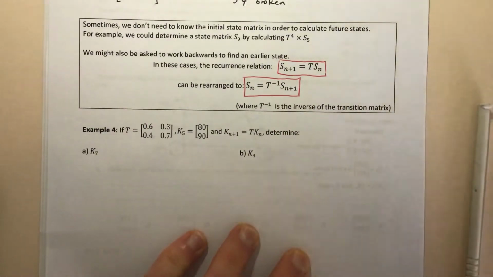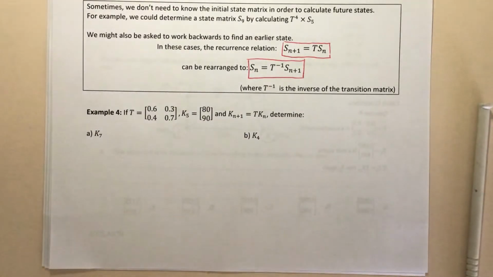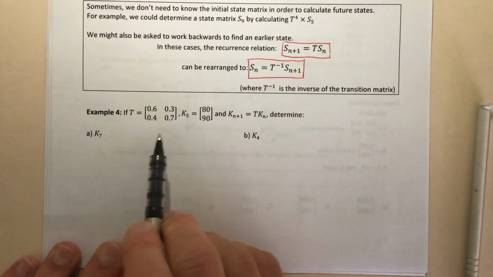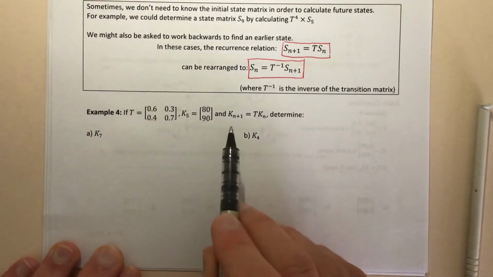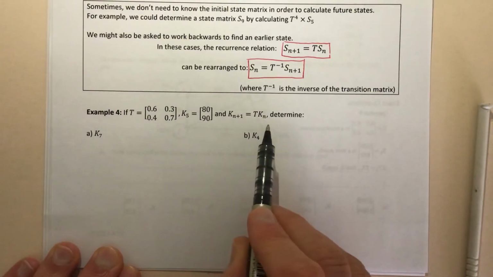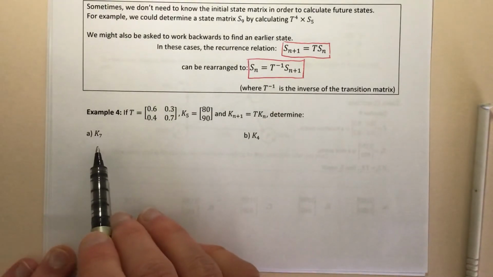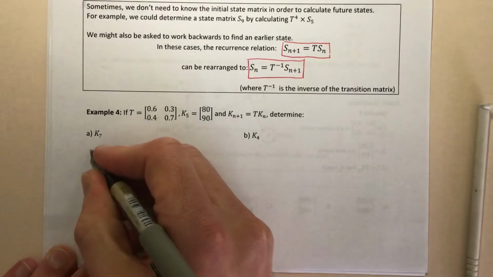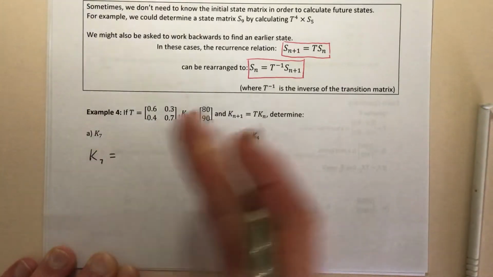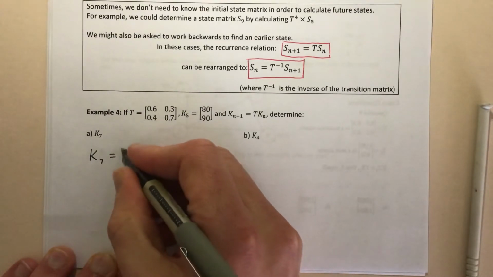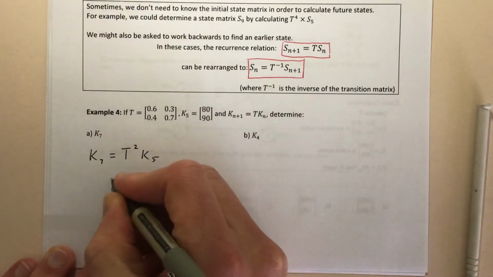Let's have a look at how this works with a specific example, and hopefully this will clarify things. So in this question, we're given the matrix T, a transition matrix. We're given the state matrix K5, and we're also told that Kn+1 equals T times Kn. So we've got a more standard kind of transition matrix equation here. The first thing we're asked to find is K7. K7 is just 2 steps ahead of K5, right? It's 2 more states into the future. So you can say that K7 will equal T squared times K5.